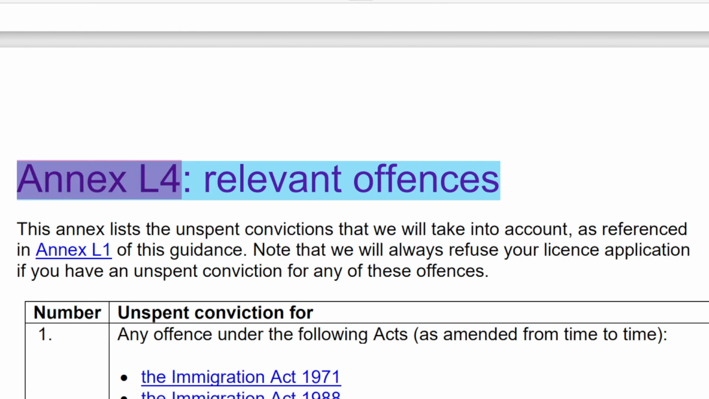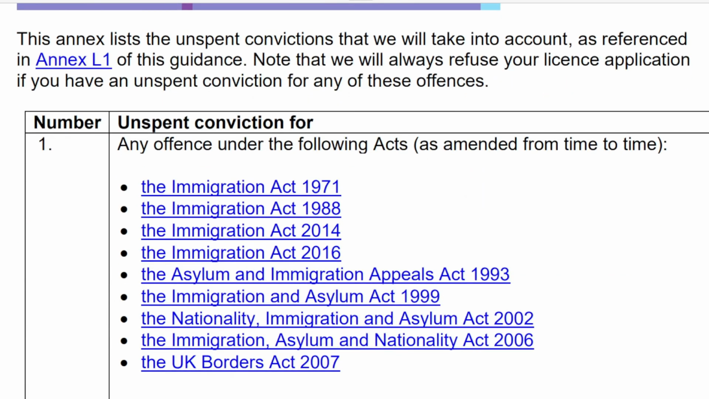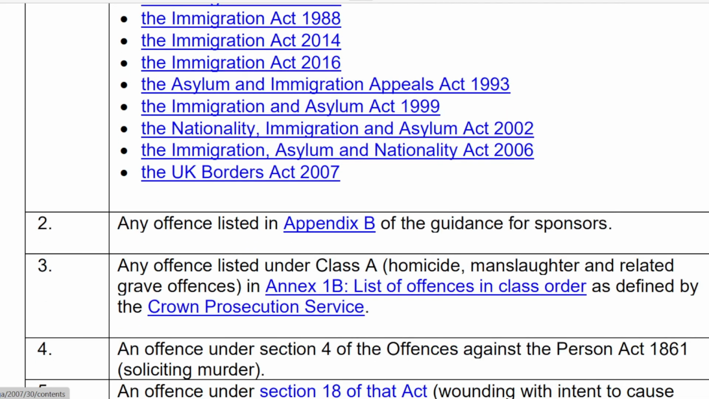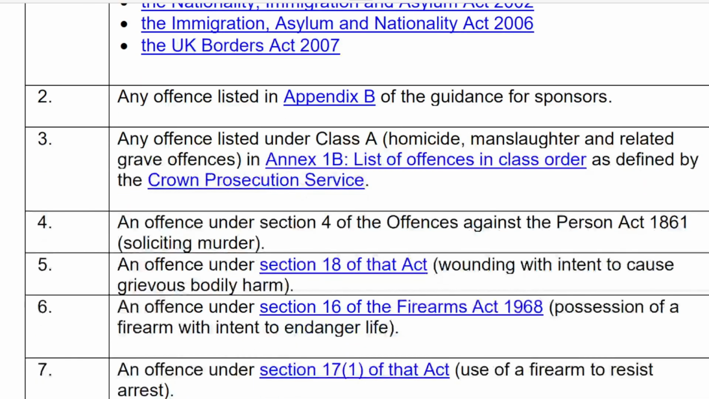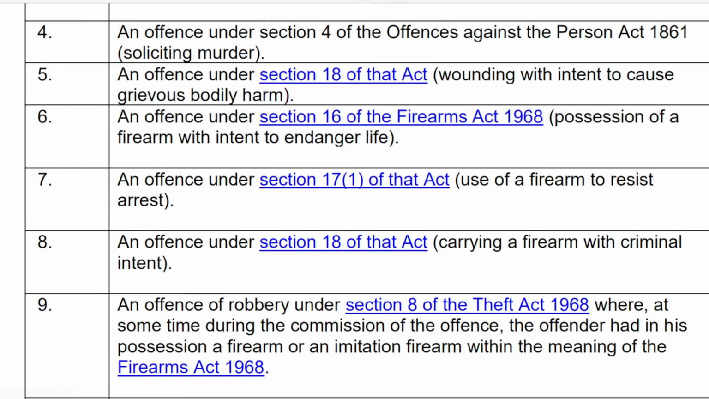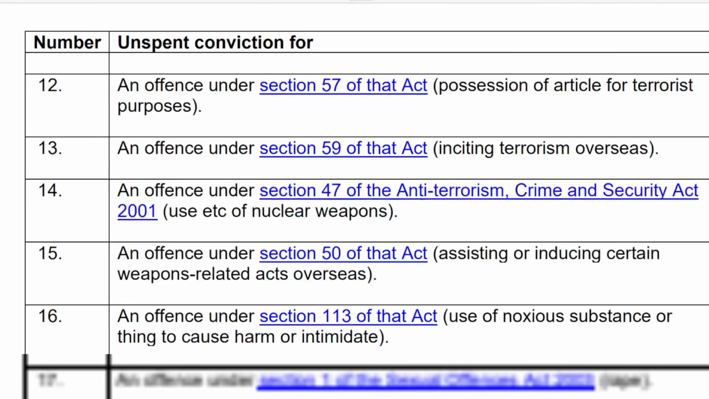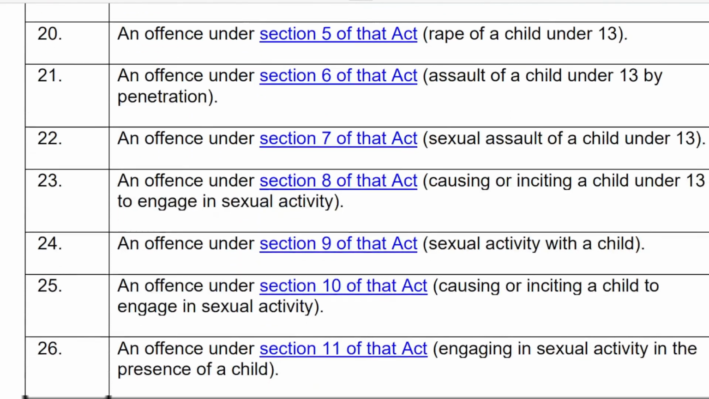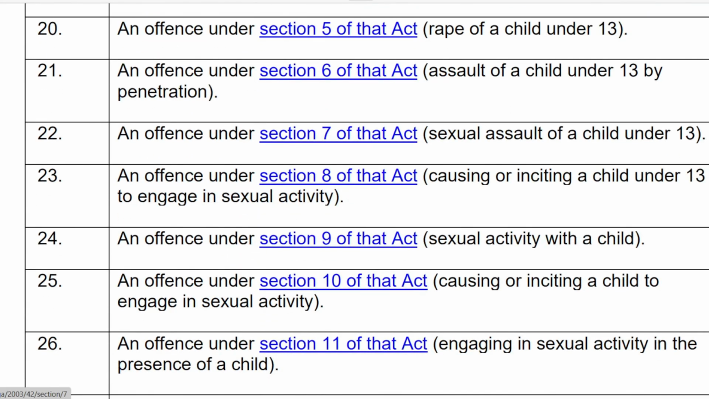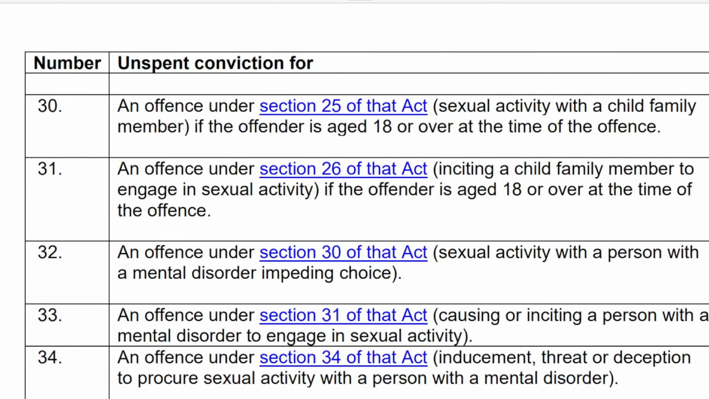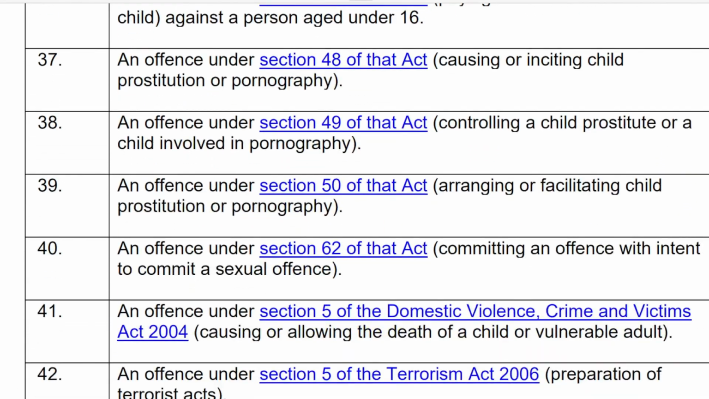Now we discuss Annexure 4, L4, relevant offences. These are all the relevant offences: any offence under the following acts, the Immigration Control Act, 1971, 1988, 2014, and any offences in Appendix B. So all these are the offences which have been discussed. This is just the end of the application we are discussing. So an offence under Section 7 of the Sexual Offences Act, all these offences the Home Office has provided under this scheme.